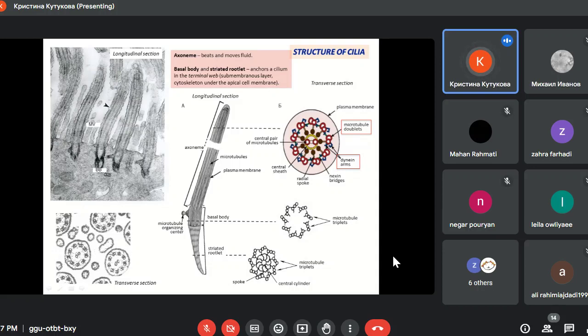In this picture you can see transverse or cross sections of some cilia. So you can see that the cilium has a membrane, cytoplasm, and doublets of microtubules, 9 of them at the periphery and 1 pair in the center. So the function is to move fluids.